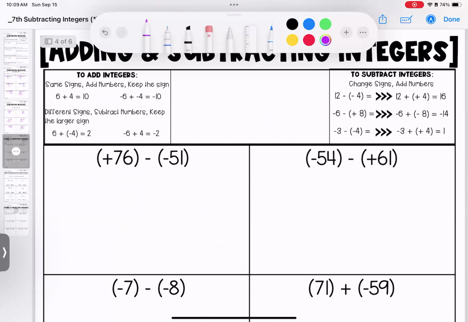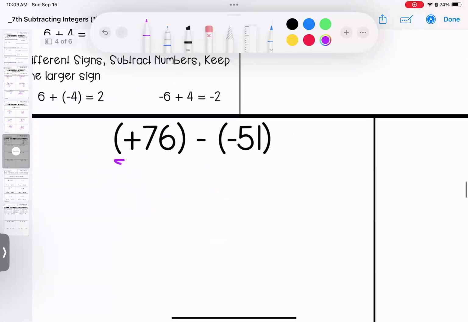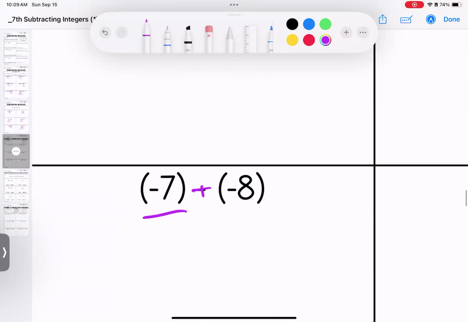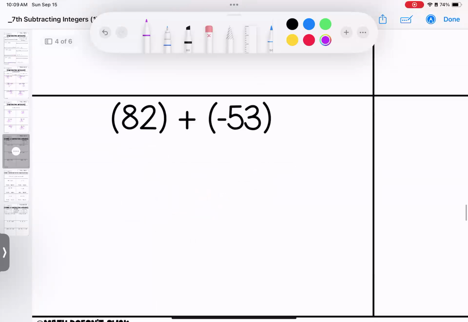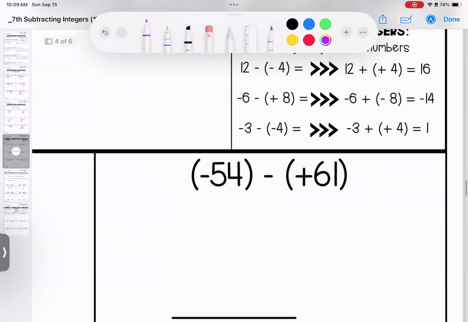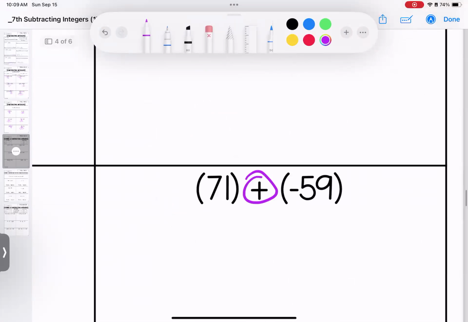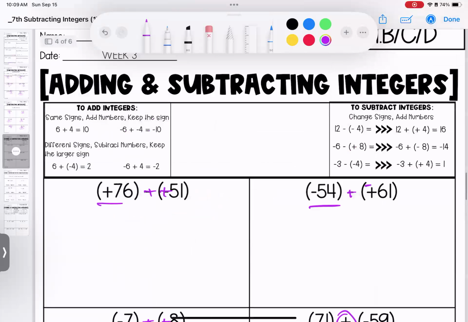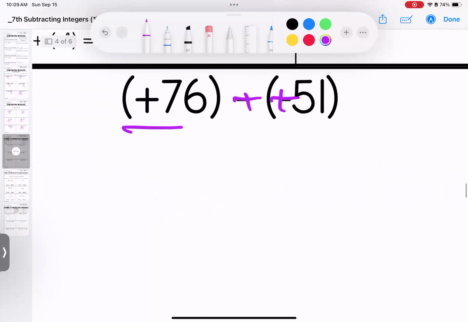On to page 4, we know what to do. Keep, change, change. For anything else, keep, change, change. But no, it's addition. Got you. Keep, change, change. It's perfect. We have a mixed set here, so make sure you are watching what you're doing.